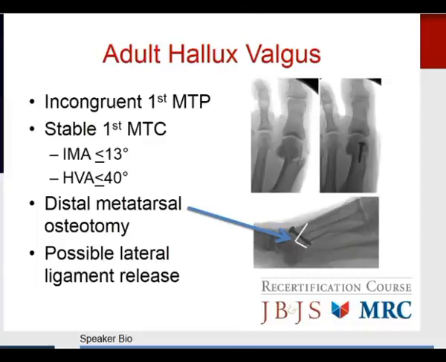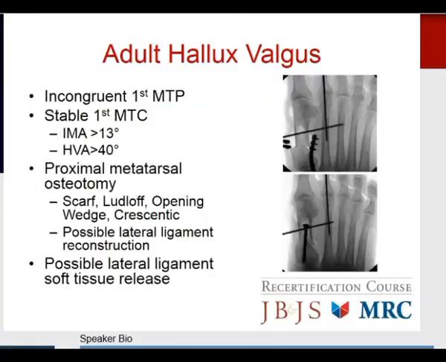Now we say 13, that's a relative number. Sometimes there are studies out there that show that we can actually correct larger intermetatarsal angles, but by and large the rule is to use a distally based procedure for an angle less than 13. If we have a larger intermetatarsal angle, we instead choose some kind of a proximally based procedure to make up for that.